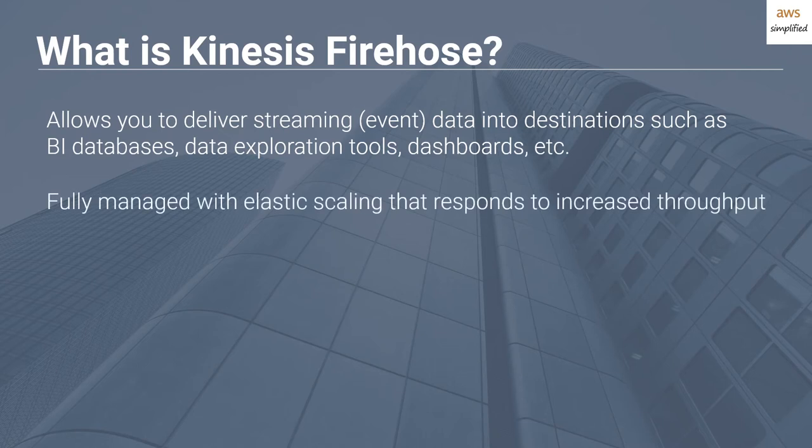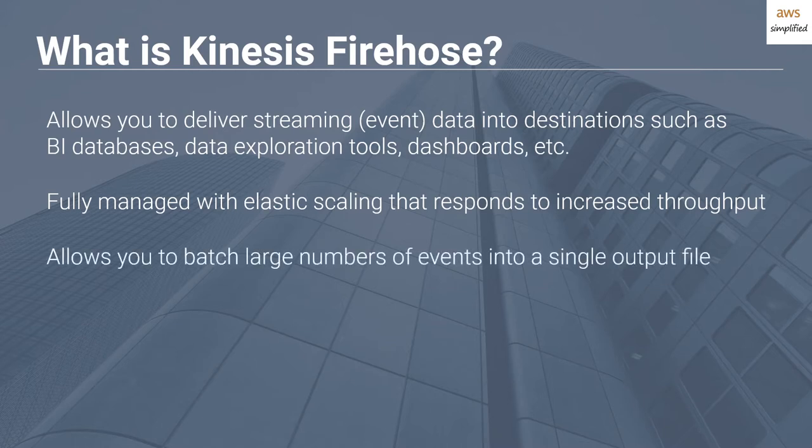And it's a fully managed AWS service with elastic scaling that responds to increased throughput. So what that means is that as the rate of data being sent to your stream increases, the rate of output will also increase. The infrastructure and capabilities of elastic scaling are all automatically provided for you, so there's no special configuration that you need to do. And third, it allows you to batch large numbers of events into a single output file.